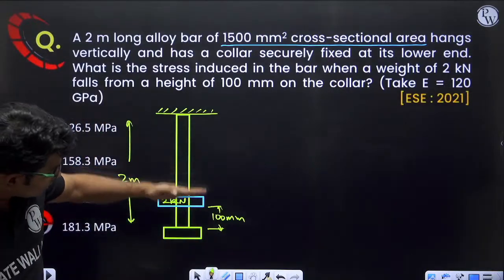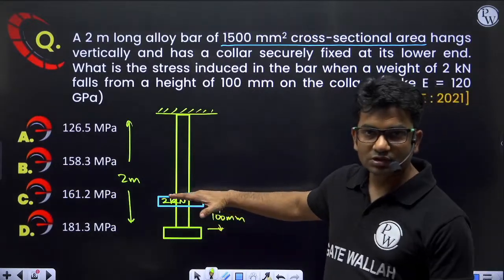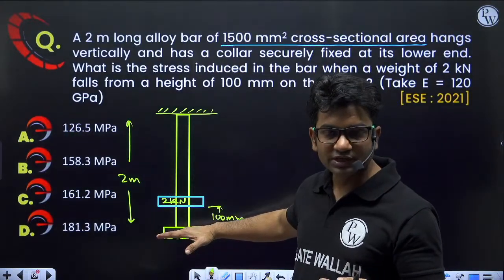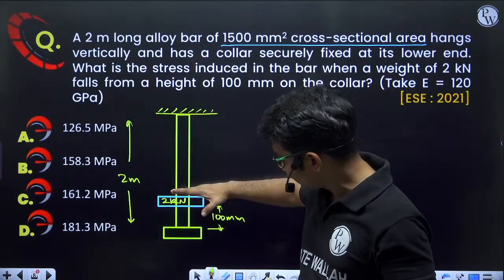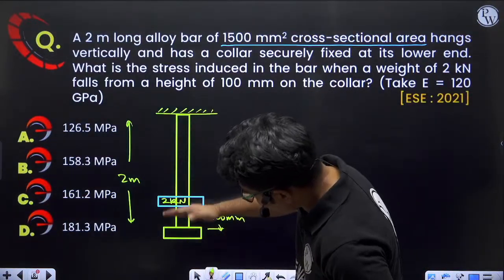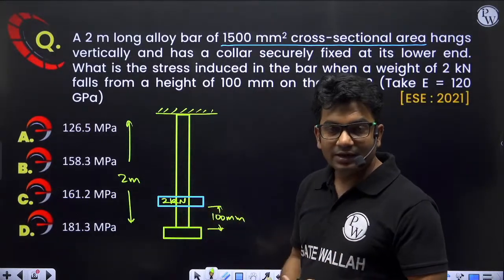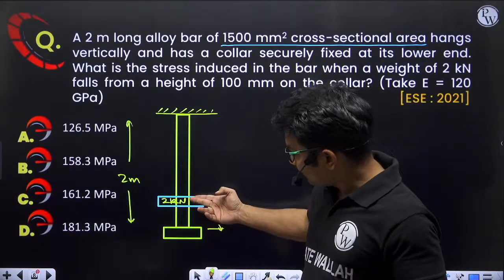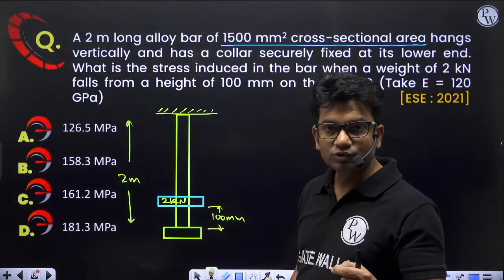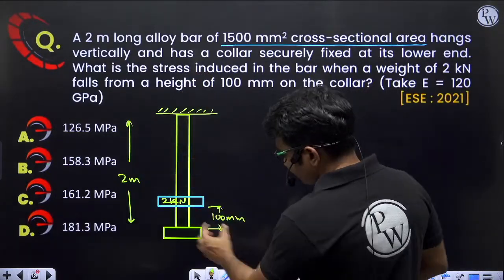Okay, so when it is dropped on this, what will happen? The potential energy will reduce and kinetic energy will increase, until it hits this point. When it hits this lower collar, all that potential energy that was converted into kinetic energy will now be stored as strain energy. This bar will keep on elongating.